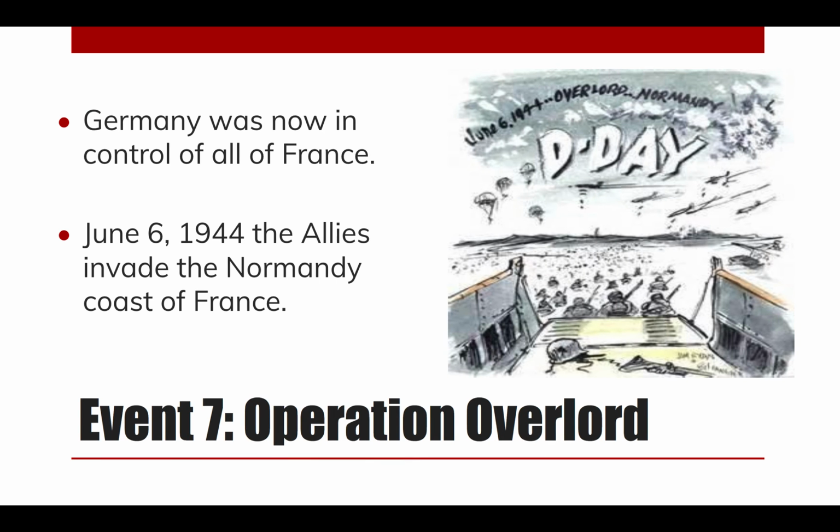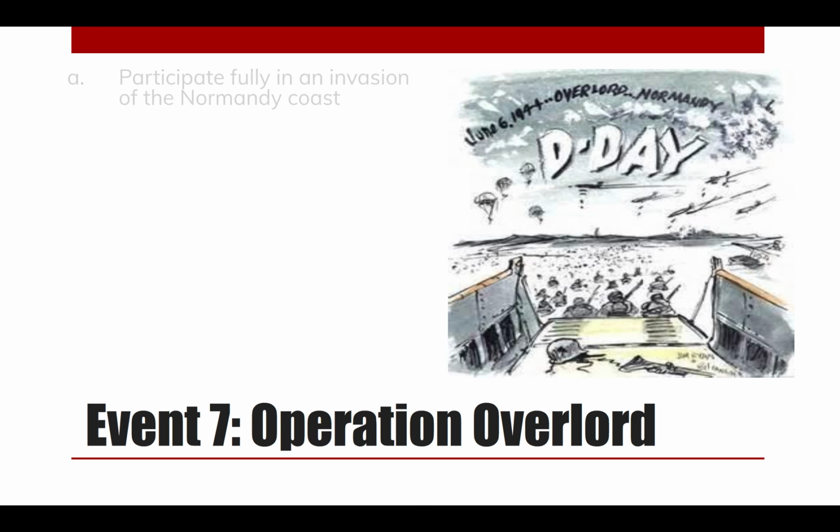So now the last major event that we're going to talk about in this video. We are now in 1944, where we've gone through basically 10 years of history here. Operation Overlord is the last event we're going to look at. Germany is now in control of all of France. On June 6, 1944, the Allies invade the coast of Normandy in France, also known as D-Day. So what happens, and what does your country do in its involvement with D-Day?